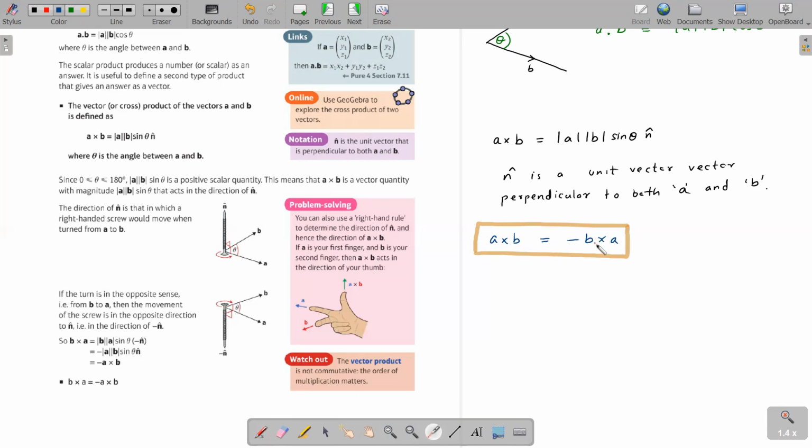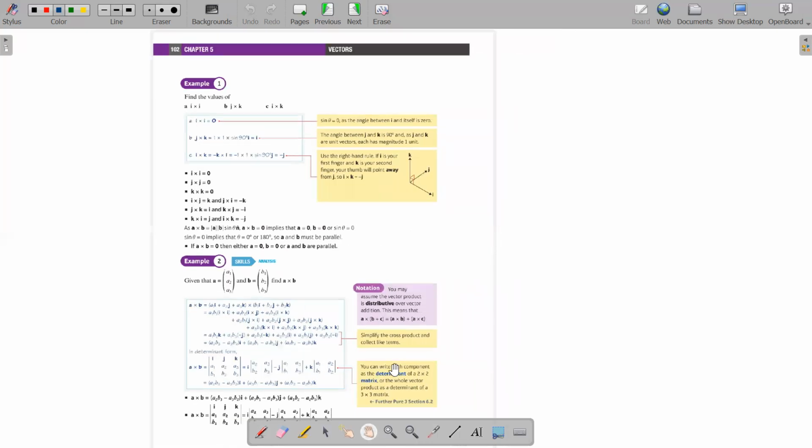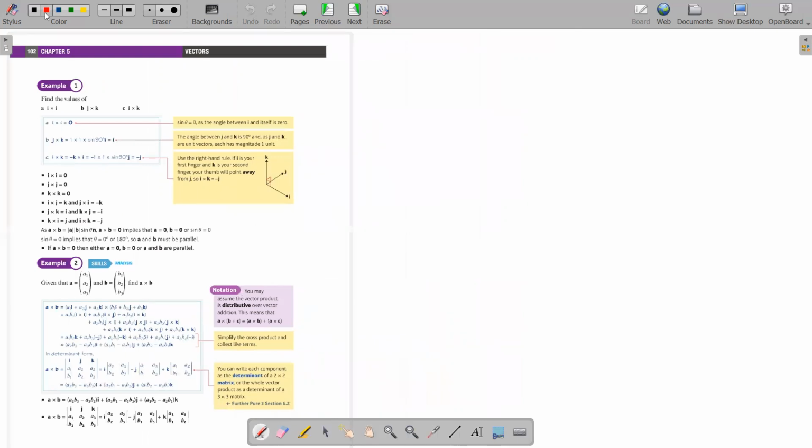Okay, so let's see how to use this right hand rule and how to work with these vectors. Let me show you a method for working with these rules. Our cross product rule is A cross B equals modulus A into modulus B into sine theta into n hat, right? This is the rule.